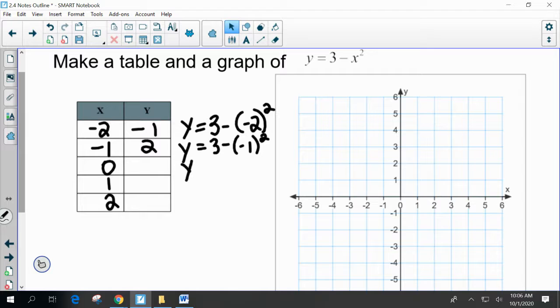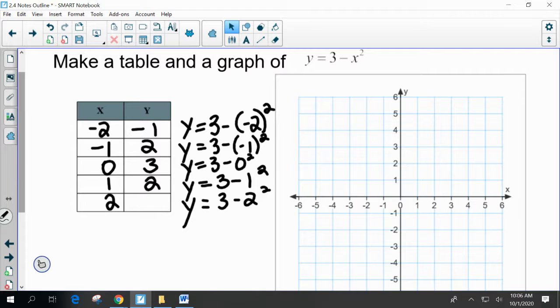For 0, you would have y equals 3 minus 0 squared. 3 minus 0, just 3. Y equals 3 minus 1 squared. So that'd be 3 minus 1. Be 2. Y equals 3 minus 2 squared. Negative 1, because that's 3 minus 4.